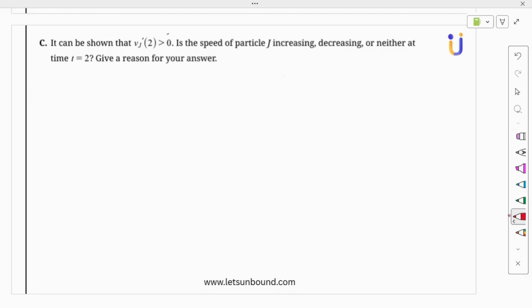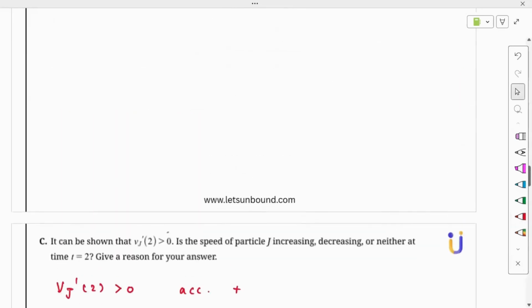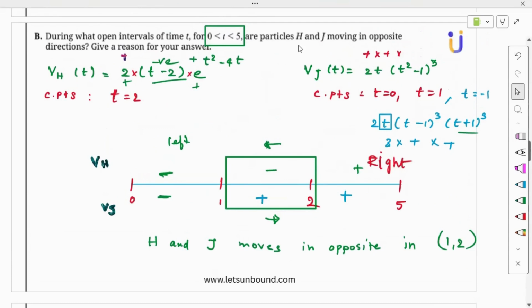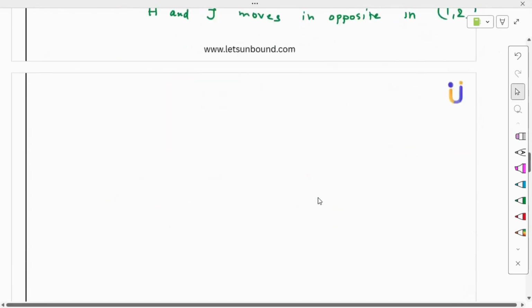Okay, and here we go. Vj prime of 2 is greater than 0. What does it say? Acceleration is positive. Okay, then what is Vj of 2? We need to find it. Do we have any information about Vj, the velocity of J? Yes, we have. It's a given function. So I'm going to use it. When you put in 2, what happens? We need to check that.